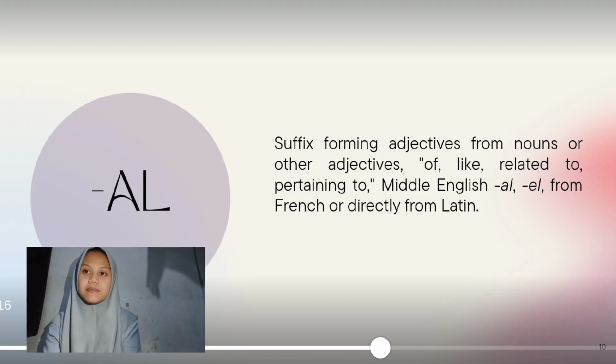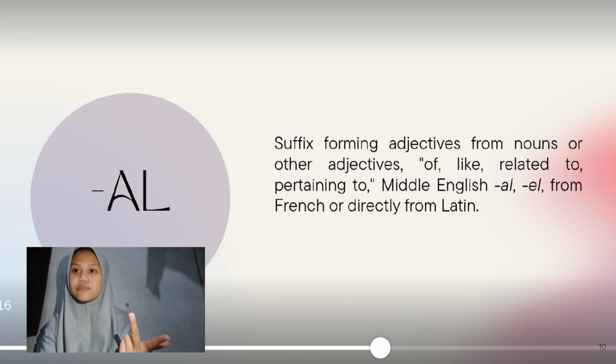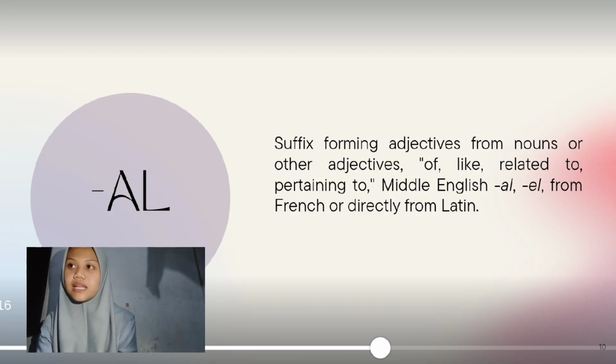The last part of antibacterial is al. It is a suffix forming adjectives from nouns or other adjectives, like of, like, related to, pertaining to. Middle English al, el from French or directly from Latin.